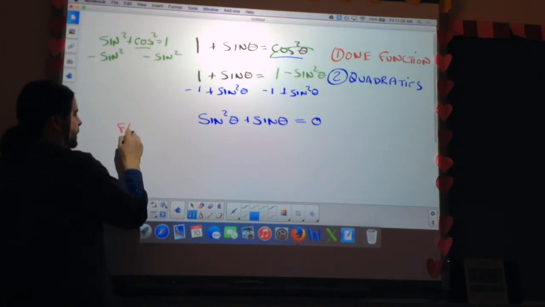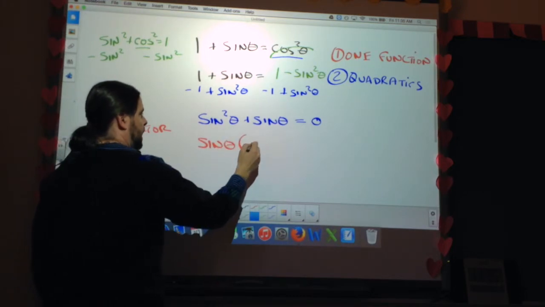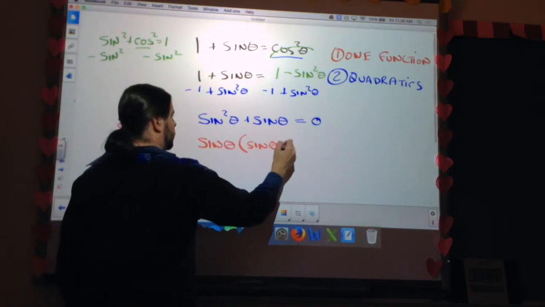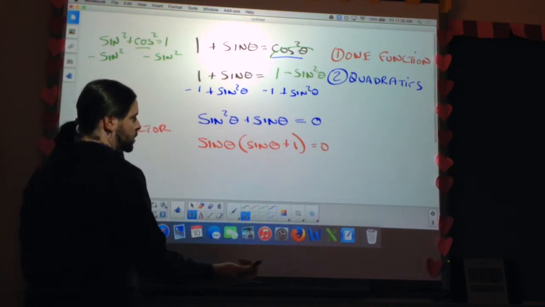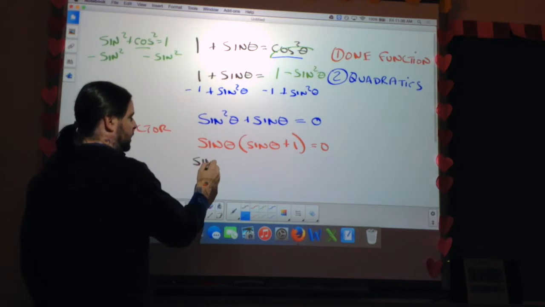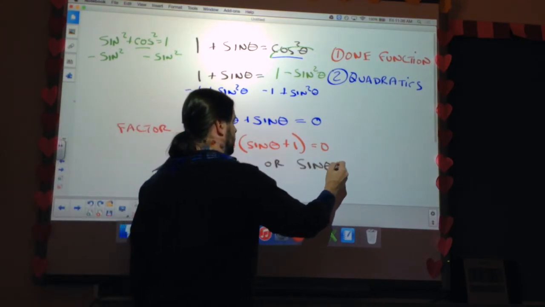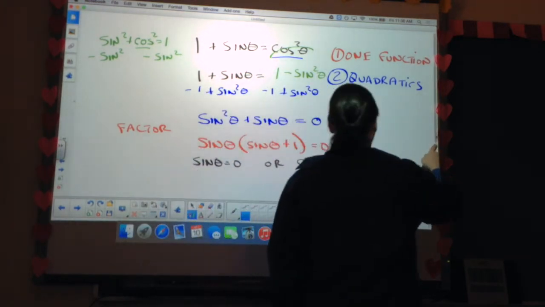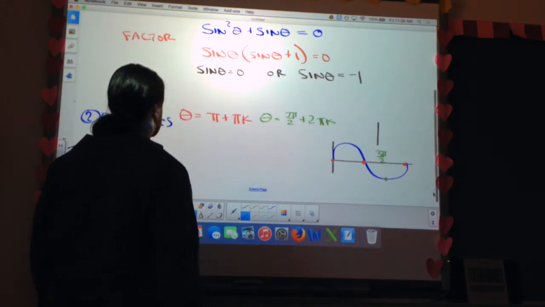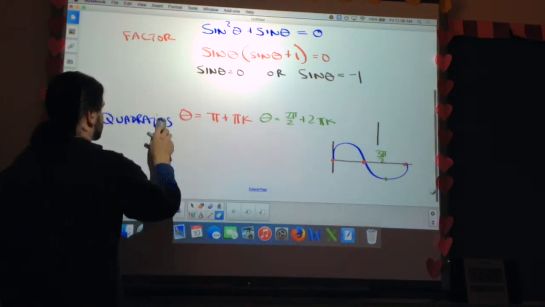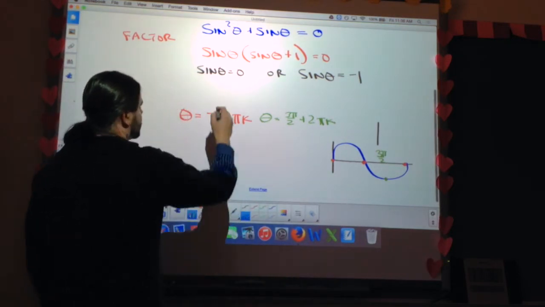I can factor that. So the sine of theta times the sine of theta plus 1 would equal 0. And then I'll use the zero product property, like either sine of theta is 0 or sine of theta is negative 1. So now I can take this and think, where would that be true? Sine of theta is 0.